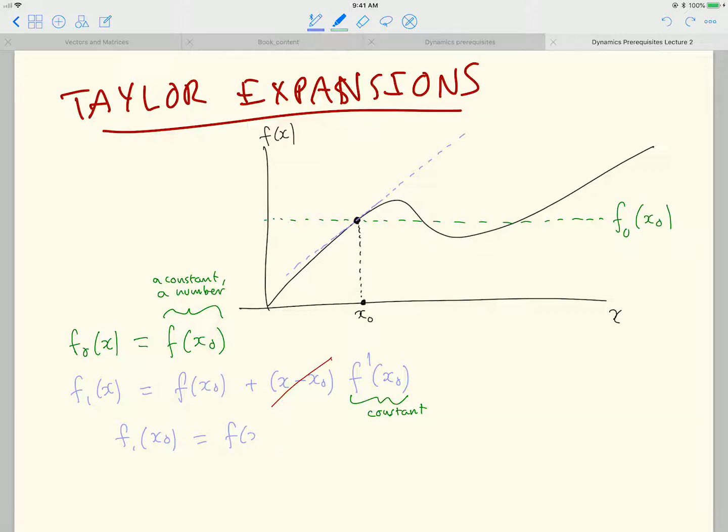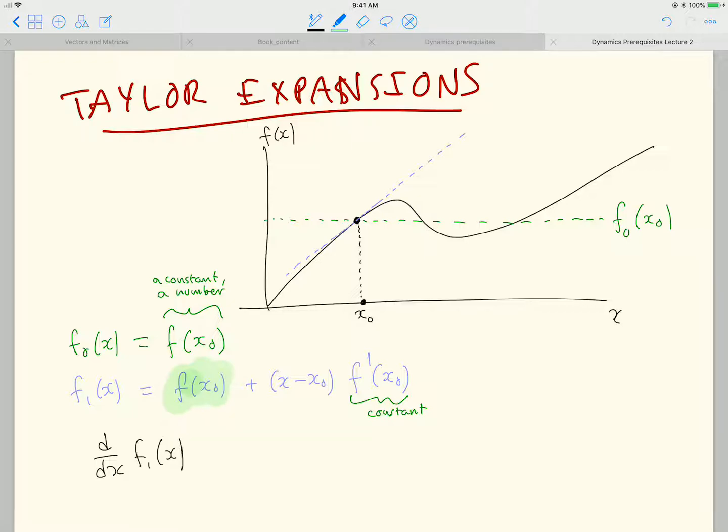And how about the slope? So let's take the derivative of f1. f1 has two terms. What's the derivative of the first term with respect to x? This is the derivative with respect to x. How much does it change as you change x? Key thing, this thing is a constant. It's not a function of x. f of x naught is just a number. What's the derivative of a number?